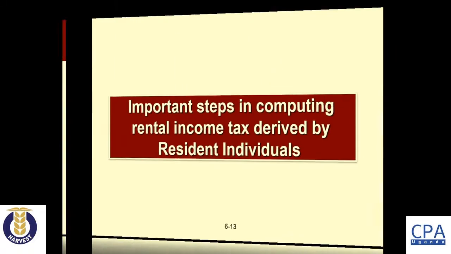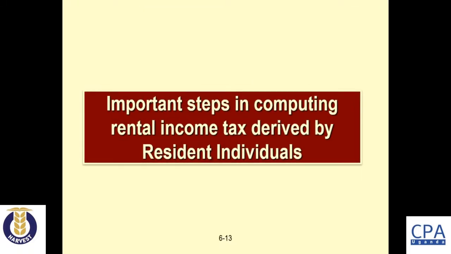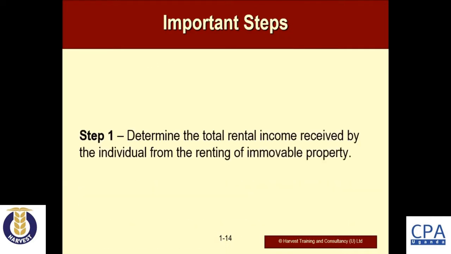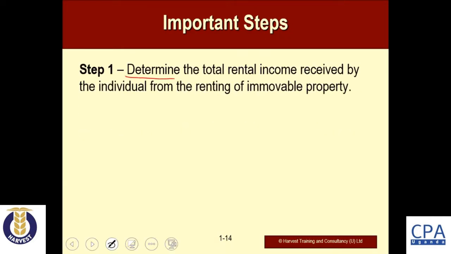So we continue by looking at the important steps that you're going to take in computing the rental income tax derived by resident individuals. So what are those steps? In step number one, you determine the total rental income that the individual has received from renting of immovable property. So if the person has 5 rental units, you determine how much they have derived from those 5 rental units.